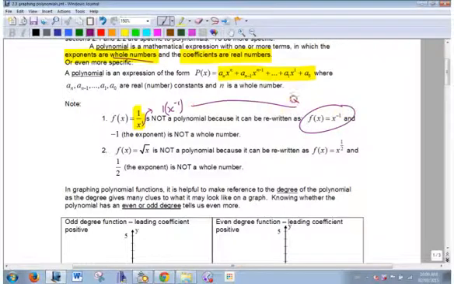It looks like that. Root x is not a whole number exponent, because as we remember, the square root of something is the same as something to the half power, right? Put that in your calculator. That's 4.